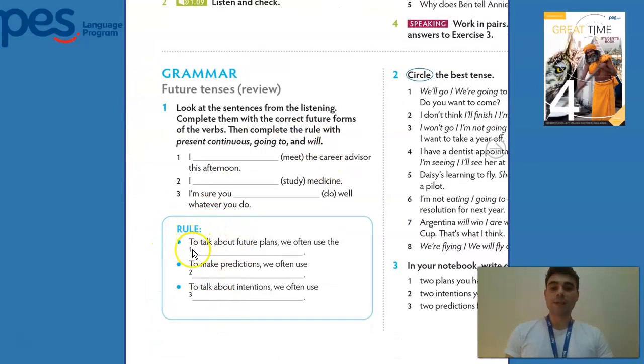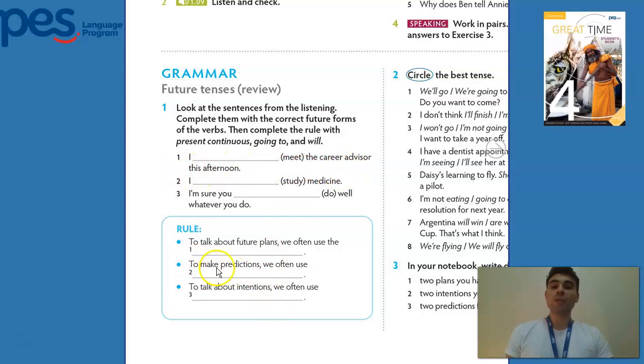So the rule says, to talk about future plans, we often use the, and also to make predictions, we often use, and to talk about intentions, we often use. Okay? So let's see. In the first one, we have, I am meeting the career advisor this afternoon. So this means that this person has a very specific plan to do something this afternoon. So usually we talk about future plans. When we talk about the future plans, we often use the present continuous, just like in sentence number 1.